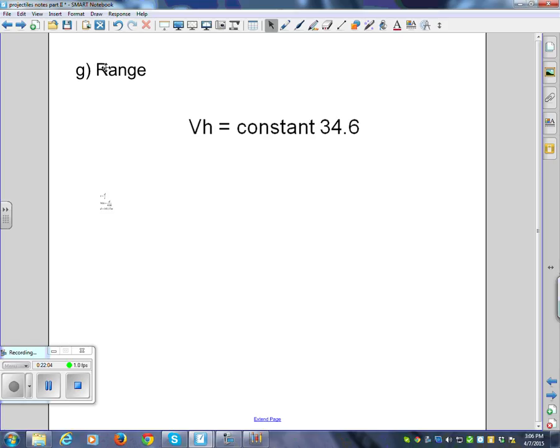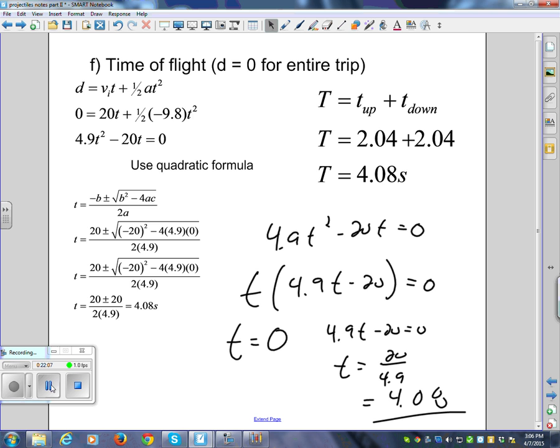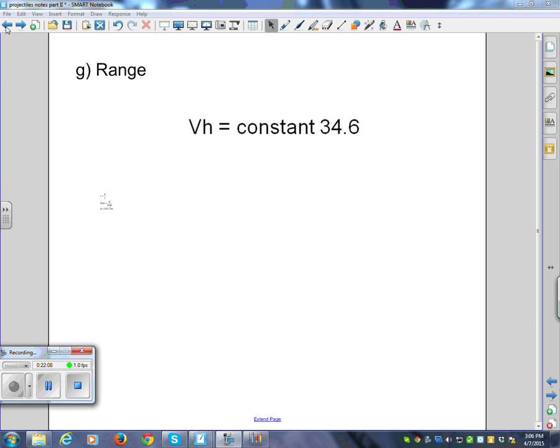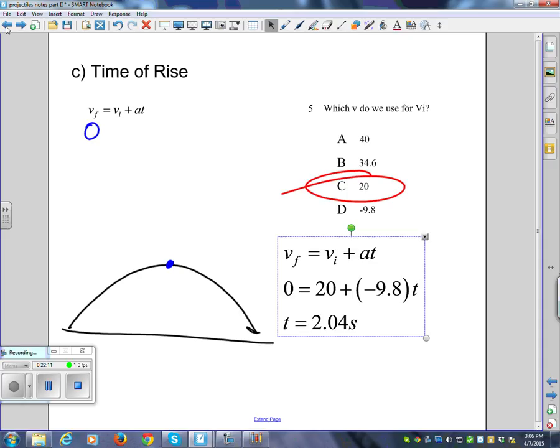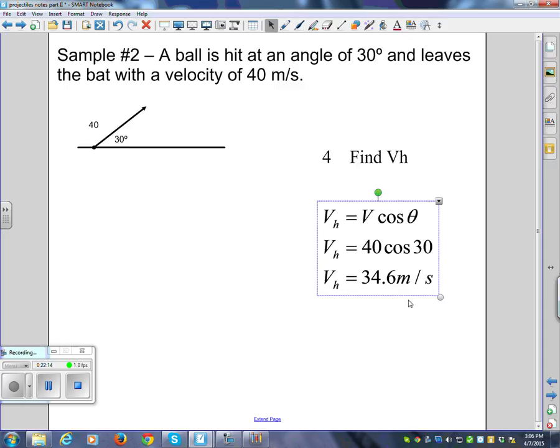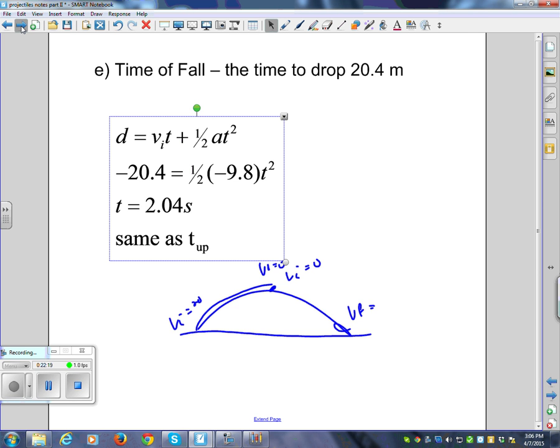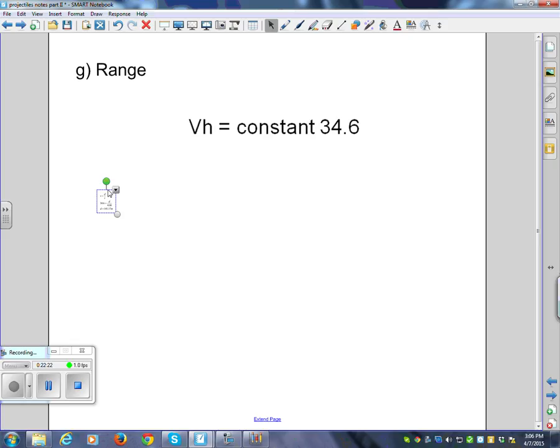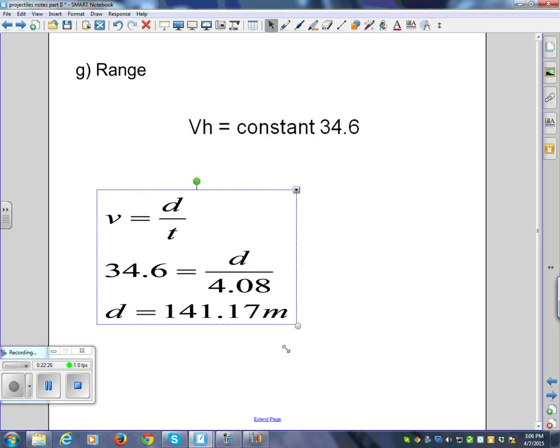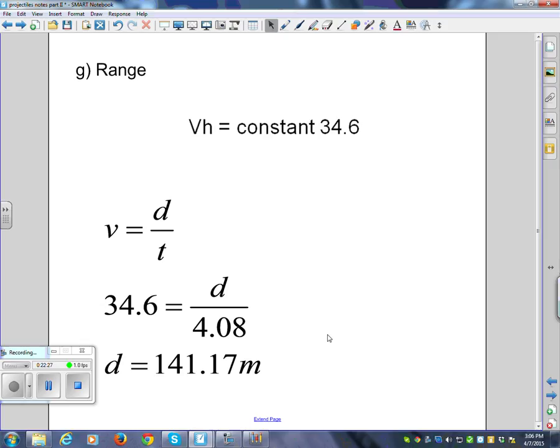Which velocity am I using? How did I get that? Go way back to the start. Horizontal velocity, right? So how are we going to do it? Straightforward, right? v equals d over t. Why no acceleration? Why no a? There's no horizontal acceleration. 0. This object is traveling 141.17 meters. That's its range.